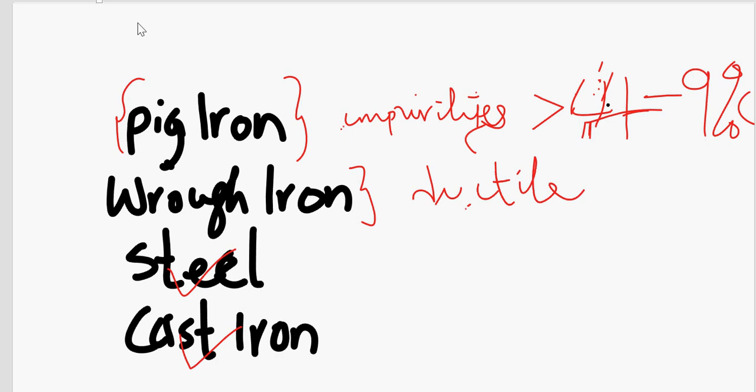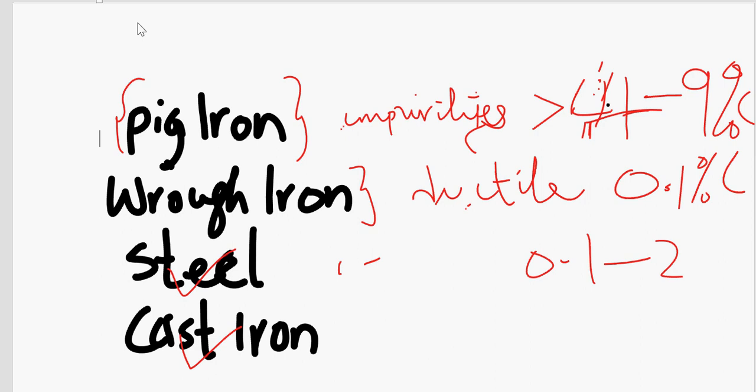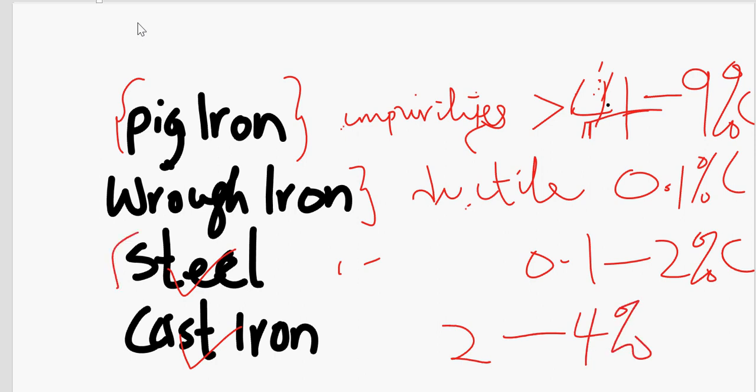It has high ductility, but the strength is not as strong as that of steel. So when we say steel, wrought iron will have a carbon content of up to 0.1%. Steel will have from 0.1 to 2% carbon content, while cast iron is from 2 to 4%. These are the most useful in general applications, steel and cast iron.